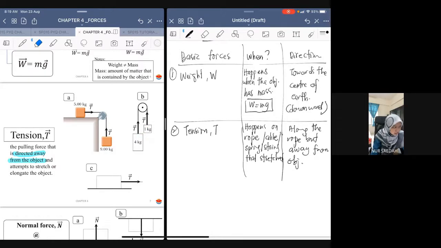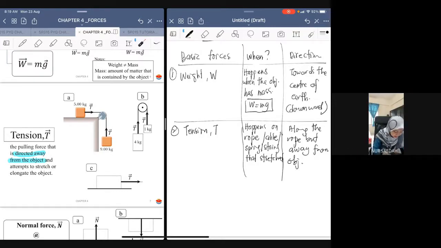Okay, so next C. C ni, inilah objek kita. Okay, so here is the string. So direction of tension is away from this object. Okay, boleh for tension? Boleh, madam.